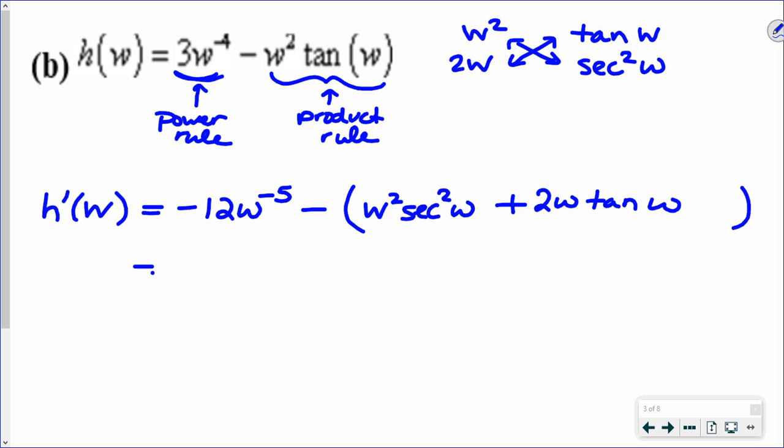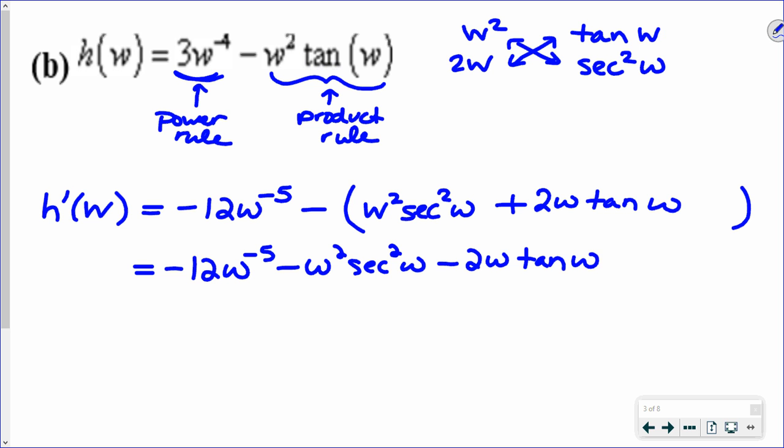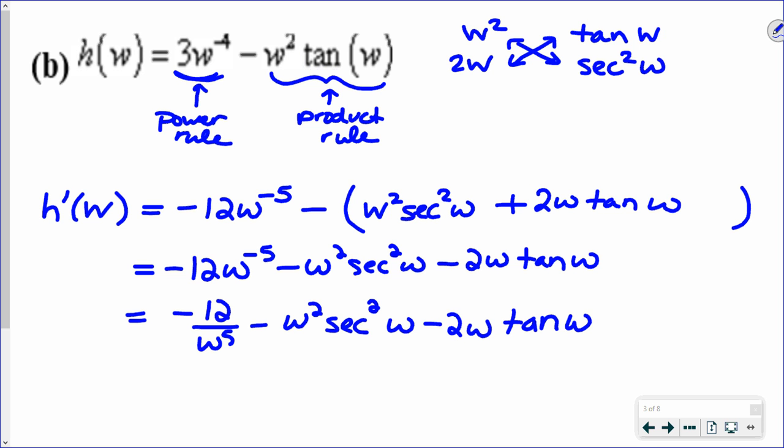All right, then as far as simplifying goes, let's go ahead and distribute our negative. So we'll end up with minus w squared times secant squared of w minus 2w times tangent of w. And honestly, the most I would maybe do after that is we could get rid of our negative exponent and write the first term as negative 12 over w to the 5th power. But other than that, I would stop right there in terms of simplifying. All right, moving on.